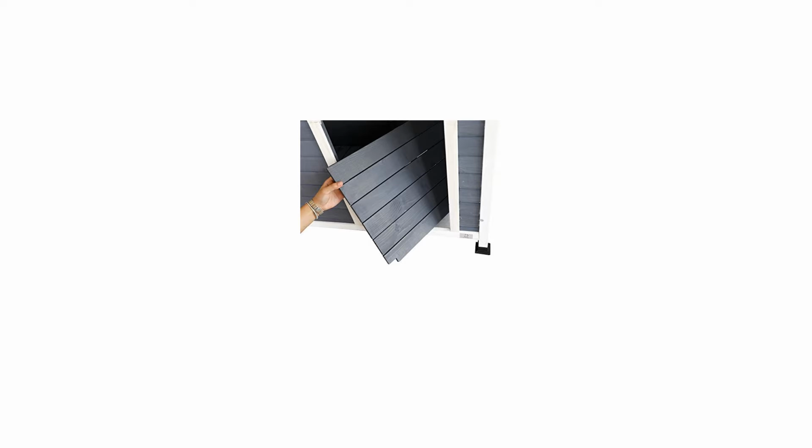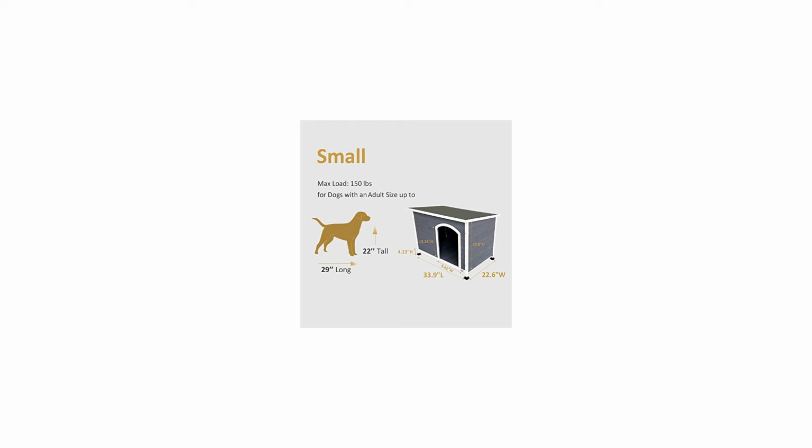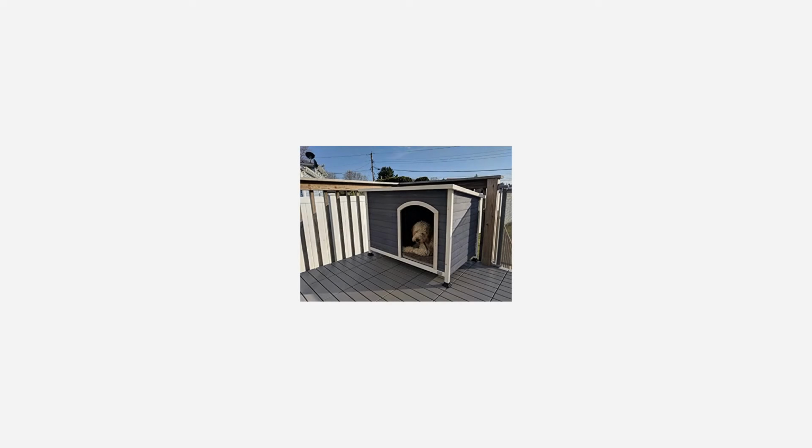33.9 × 22.6 × 23.8 inches high, for dogs up to 40 pounds. The size of the door is 13.23 × 9.45 inches wide. Raised feet make this doghouse 4.13 inches above the ground to keep it away from moisture and water. Waterproof slanted roofing keeps rain off. Hinged top allows easy access for cleaning or bedding. Removable floors for easy cleaning and can withstand 150 lbs.